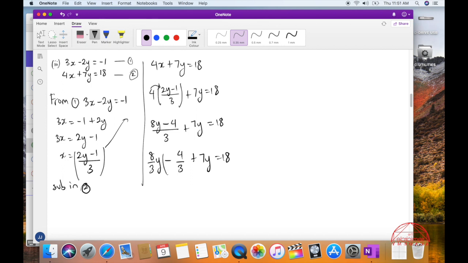Let's take this 4 over 3 and throw it across. The negative 4 over 3. So I'll now have 8 over 3y plus 7y, and that is equal to 18 plus 4 over 3.